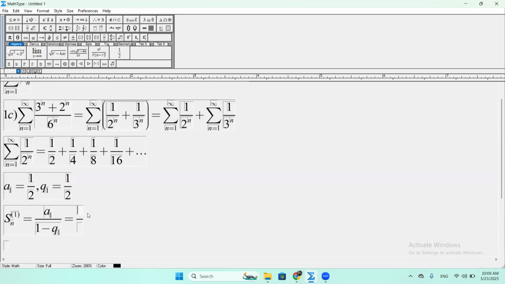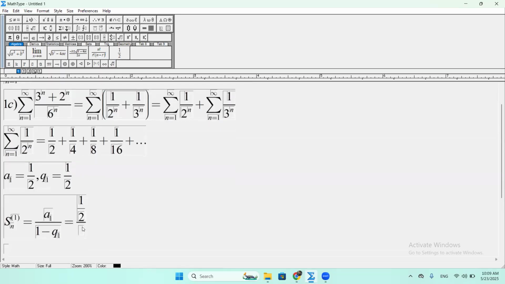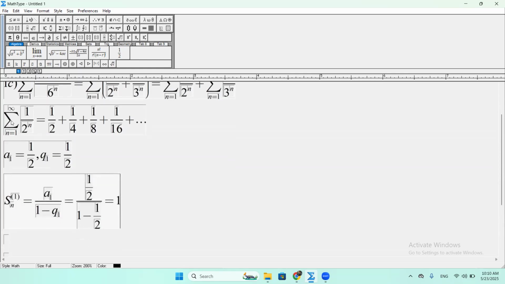So 1 over 2, and here will be 1 minus 1 over 2. And it will actually be equal to 1. And it is the sum of the first series. Okay, let me write it down like this.